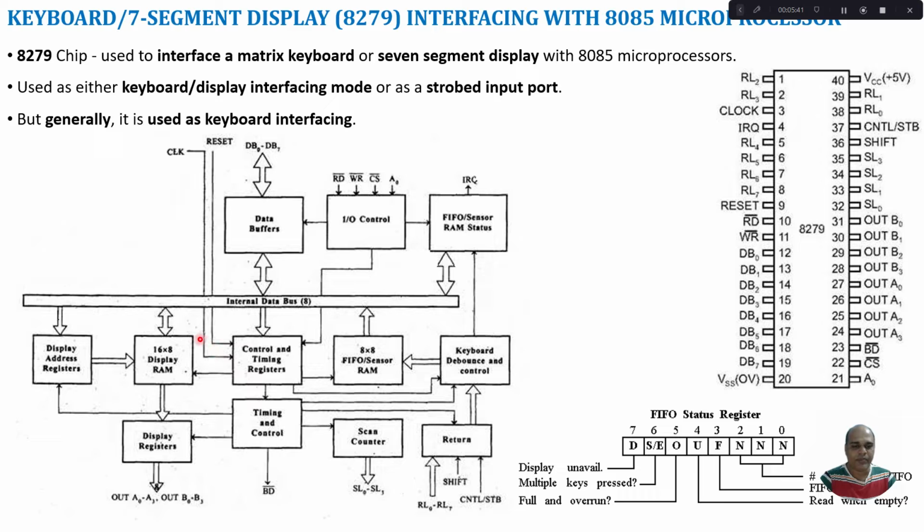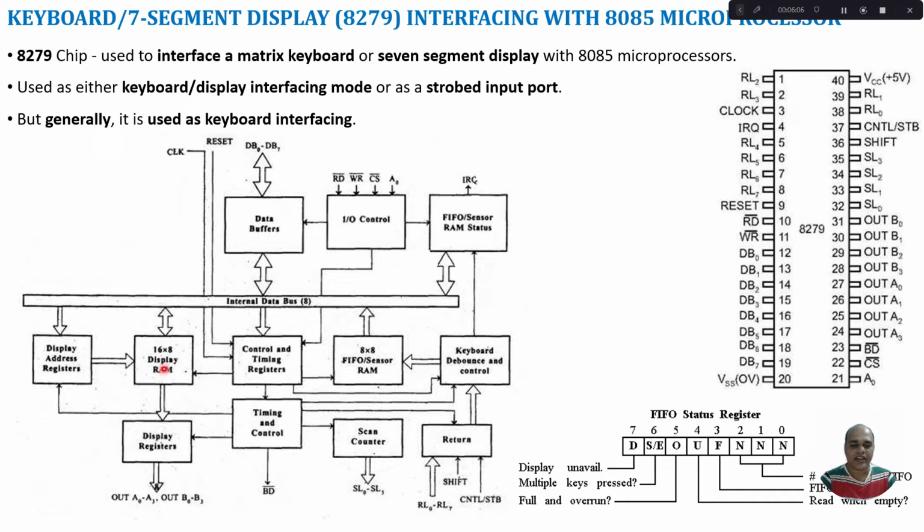In the display part, I have a 16 by 8 display RAM. In the keyboard part, we have an 8 by 8 FIFO sensor RAM. Here we can store 8 valid key presses. Whereas in the display RAM, 16 bytes of data are available. So we can send 16 characters, and they can be saved in the display RAM.